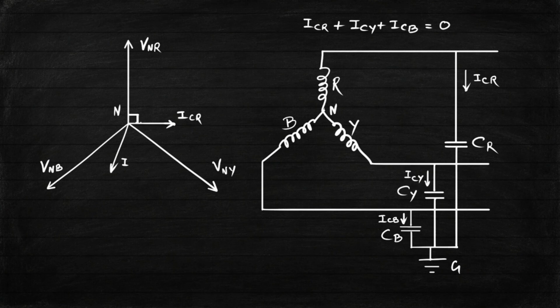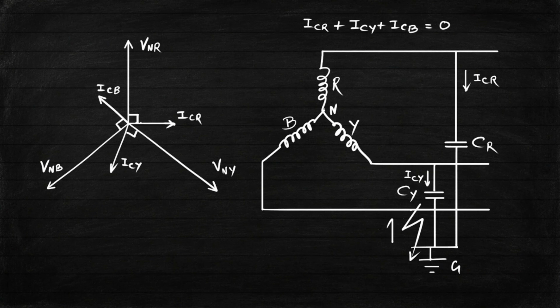Similarly, this is ICY. This current also leads the voltage VNY by 90 degrees. And this is ICB. Again, this current leads the voltage VNB by 90 degrees because it is also a purely capacitive current. So this is the healthy operating condition of the system. Now let us see what happens when an earth fault occurs. Suppose an earth fault occurs at this point on the B phase conductor as shown.